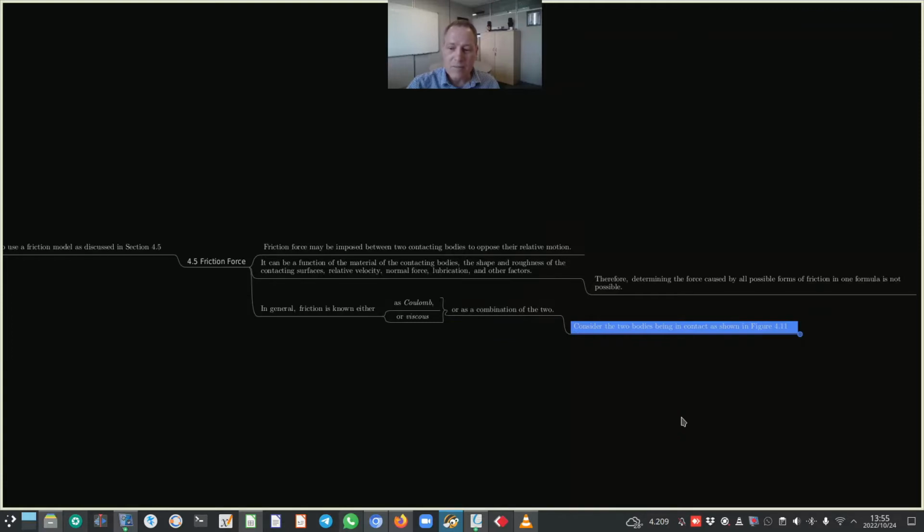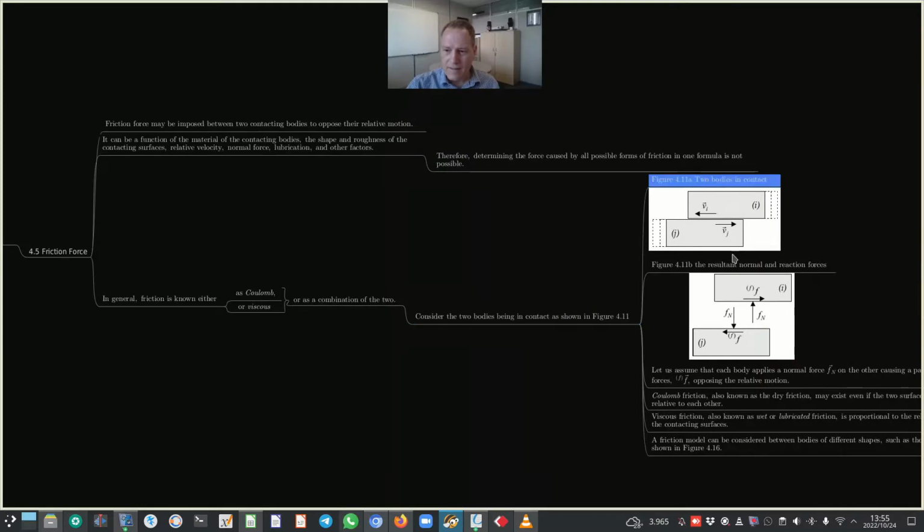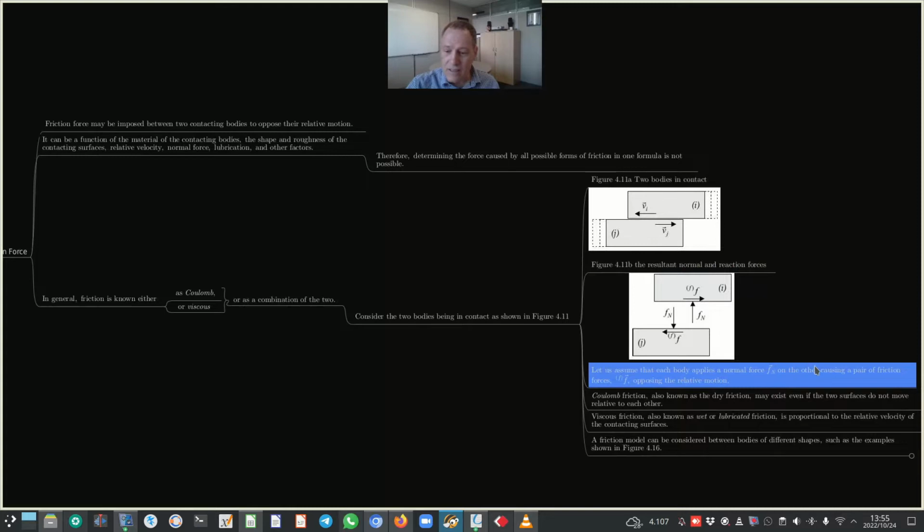Consider the two bodies being in contact as shown in figure 4.11. Okay, 4.11a shows the two bodies in contact, and 4.11b shows the resultant normal and reaction forces. Now let us assume that each body applies a normal force, F subscript n, on the other, causing a pair of friction forces, F superscript f, opposing the relative motion. Okay, and this is what is shown here in figure 4.11b.